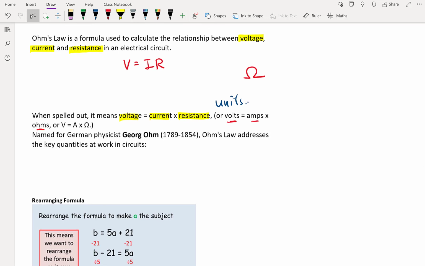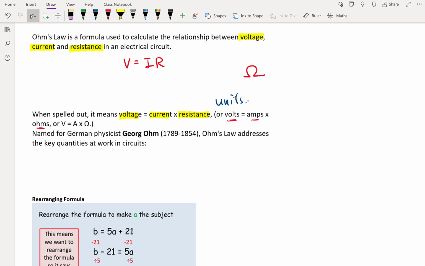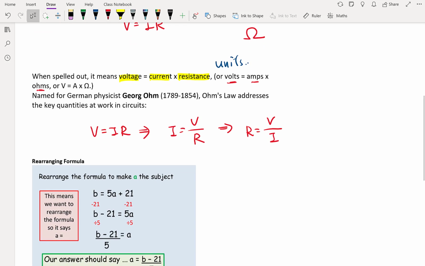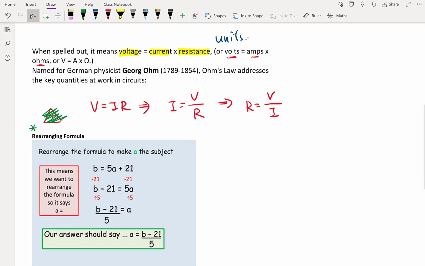So one important thing from here is we need to learn to rearrange the formula. From V equals IR, we rearrange it to become I equals V over R, and R equals V over I. So how do we do that? Normally you might see a triangle like that, but actually we don't like it. I hope you can learn this from rearranging the formula using the algebra technique you learned before.